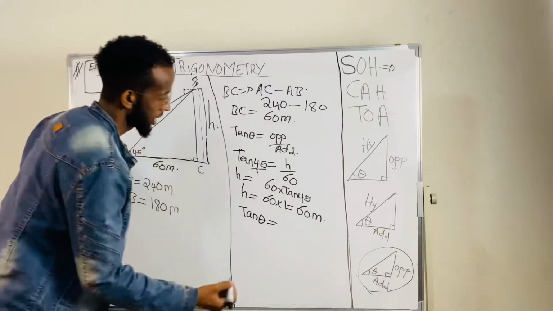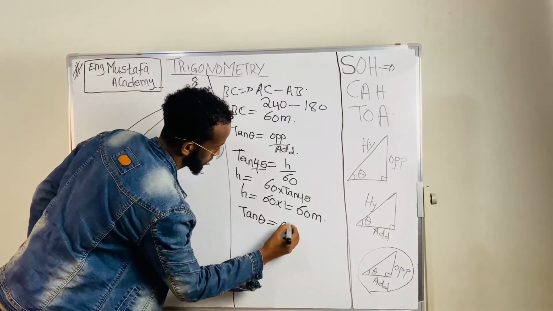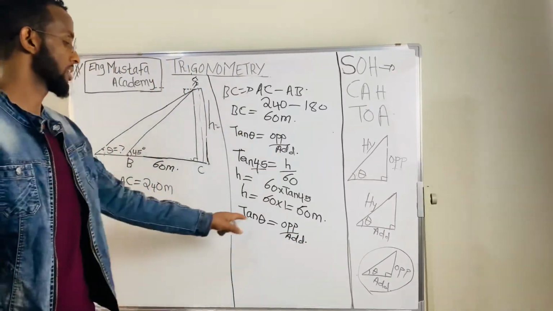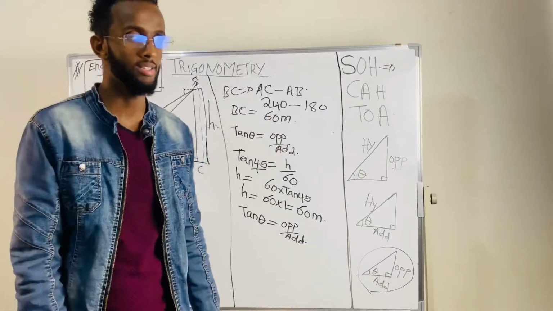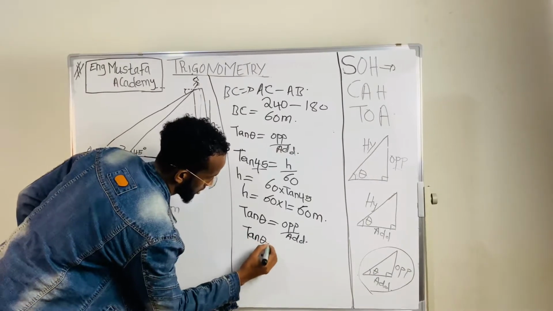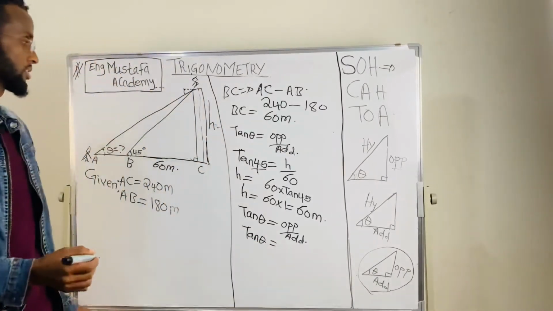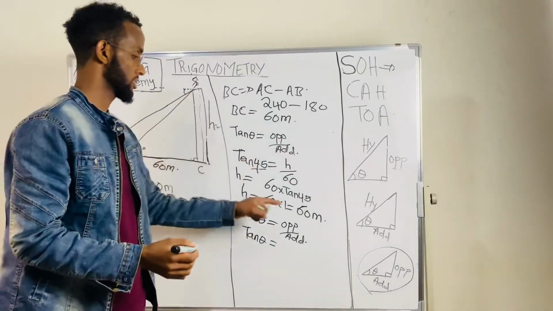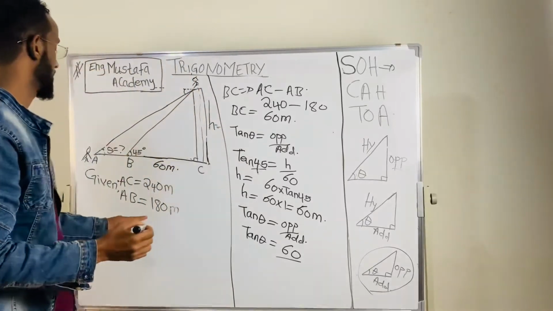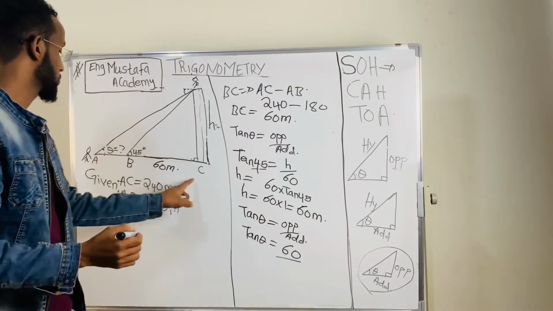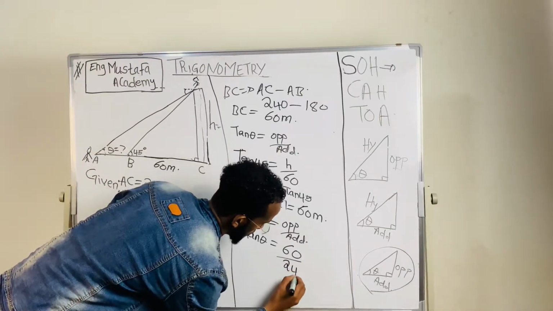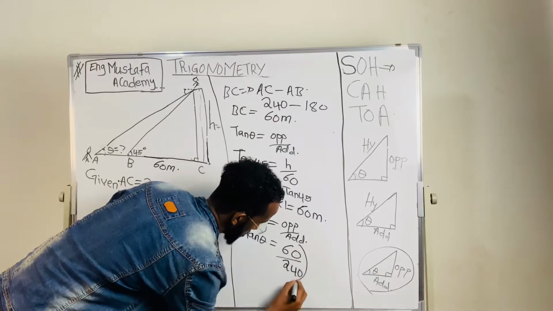Good. So what do we have for our h or opposite? This is still the same formula, because we are going to use tan of theta equal to opposite over adjacent. Then from there tan should give us the opposite, which is 60, because our h is 60 there. So we have 60 divided by 240, because the distance from A to C is 240.